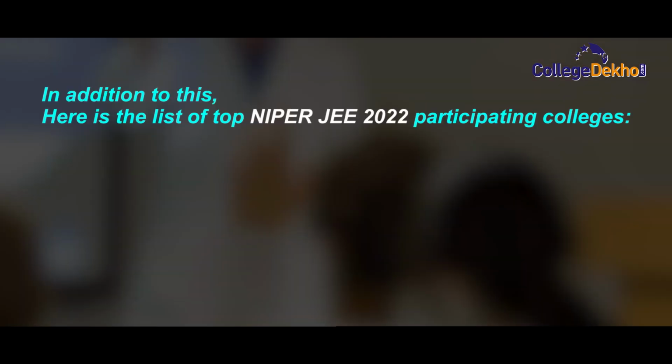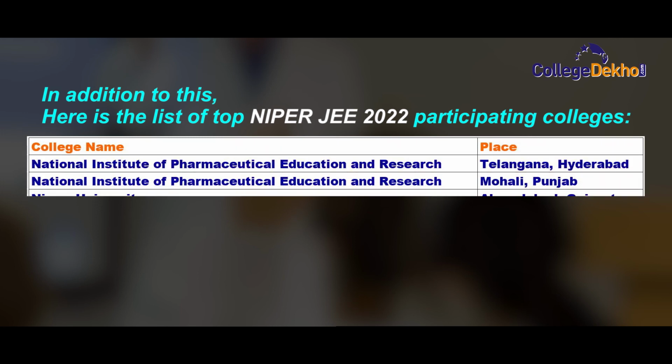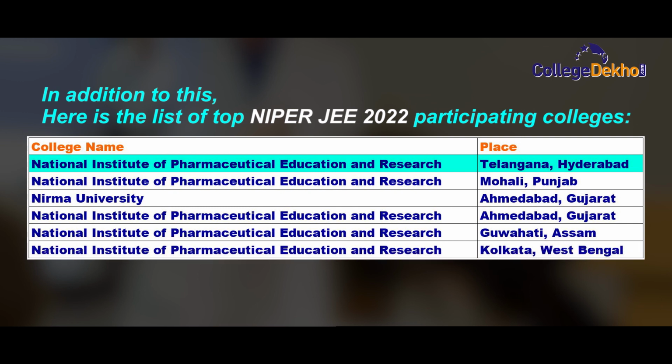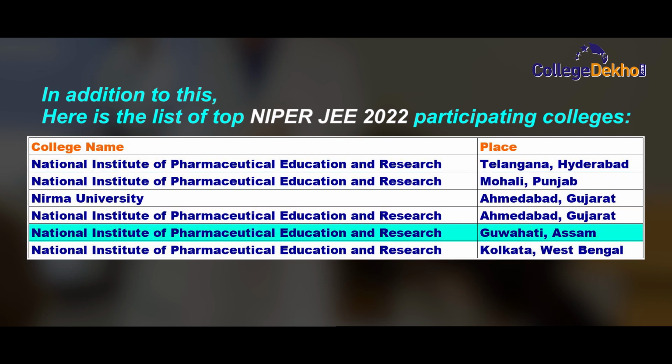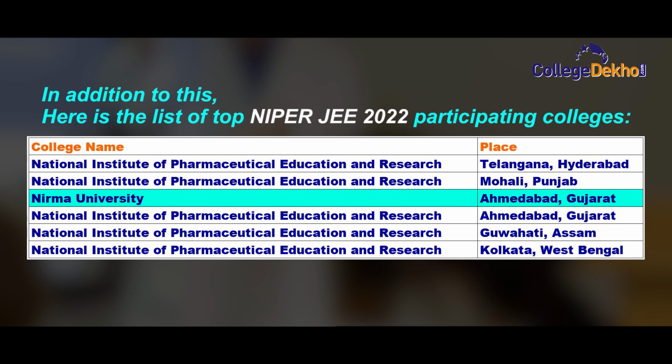In addition to this, here is the list of top NIPER JEE 2022 participating colleges. So, here we have the National Institute of Pharmaceutical Education and Research from Hyderabad, Telangana; Mohali, Punjab; Ahmedabad, Gujarat; Guwahati, Assam; and Kolkata, West Bengal. Also, we have another university called NIPER University from Ahmedabad, Gujarat.